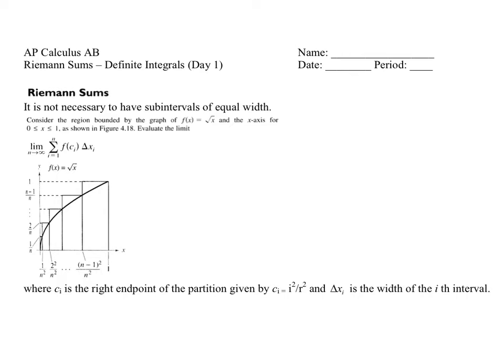So the logic is here, even if they don't start the same width, as you can see in this diagram, they're growing. These intervals are wider over here than they were over here. But what he said is that's okay, because as the number of rectangles approaches infinity, they're all going to approach a width of 0. So since the limit of the width is 0, it doesn't matter if they were the same to start with or not, because they're all going to the same value. So that was the reasoning behind why we don't have to have subintervals of equal width.